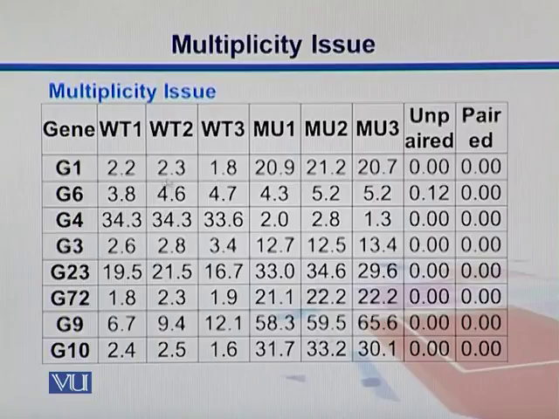In the same way there is another gene, gene 6. Again the p-value is 0.12 if you do it as an unpaired test, which is non-significant, while here it is significant. And then at random we have picked up these different genes. So we have G1, G6, G4 and so on.